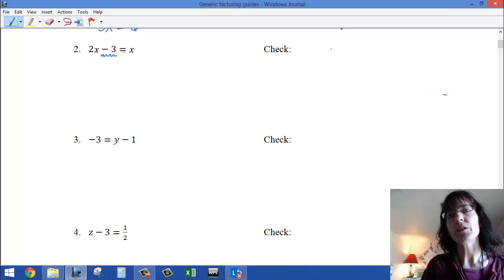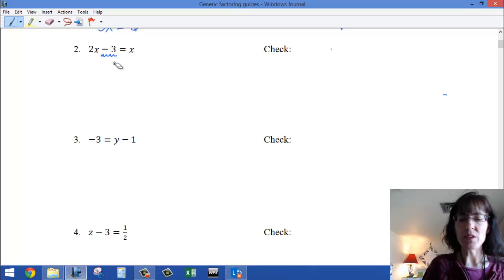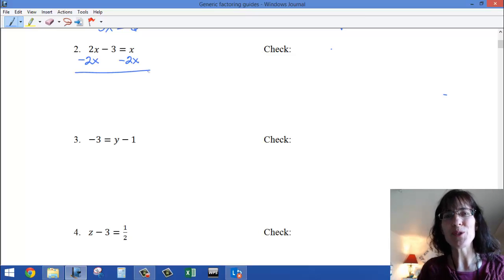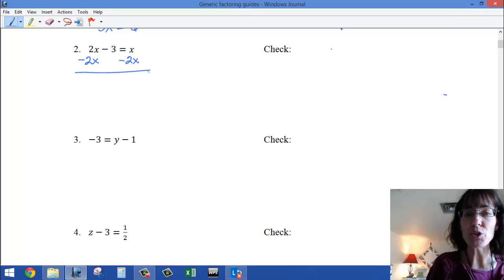negative 3 over here, so I might be able to save myself a step or two by just moving the 2x away and having just the number left on the left-hand side. And it'll work out either direction that you decide to use to move your x. So I'll show you this direction.